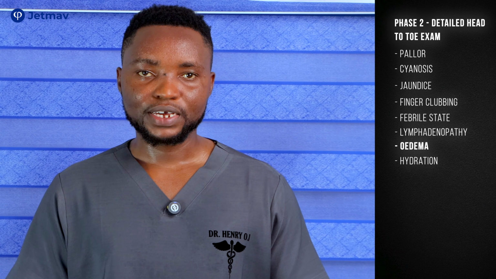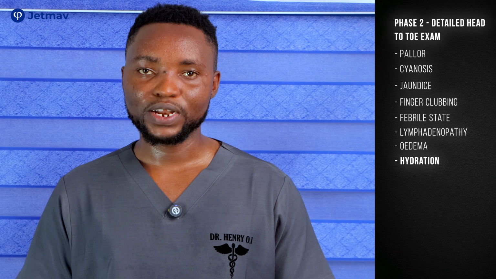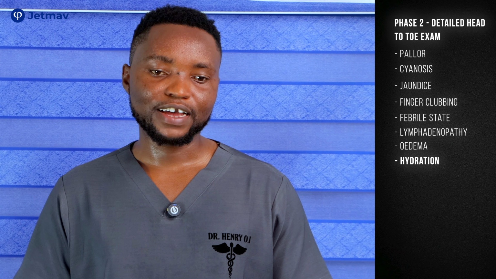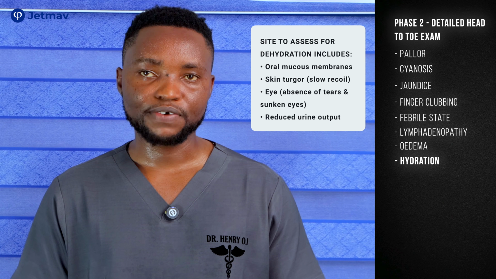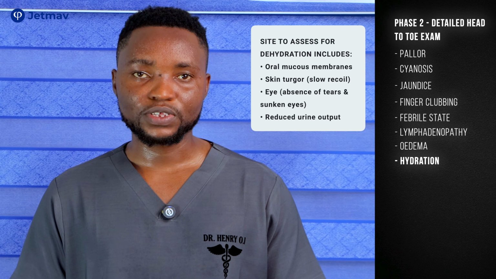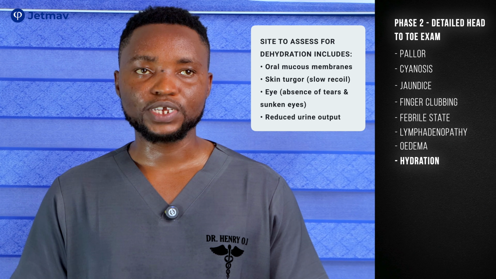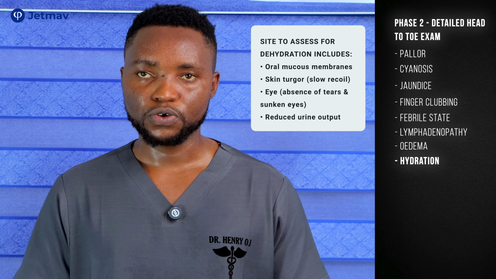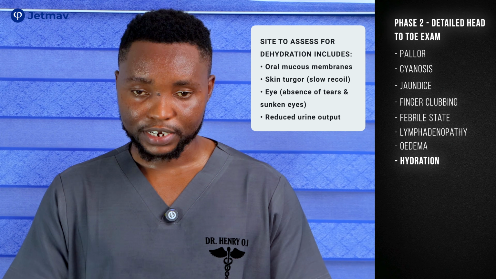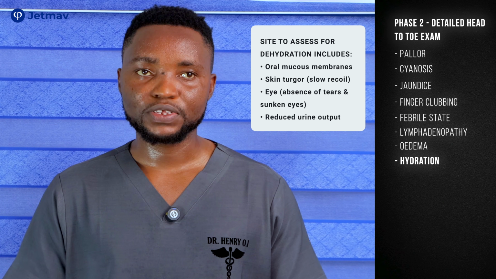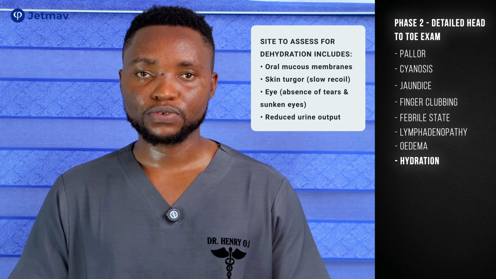Another feature of systemic involvement is hydration status. This is where we assess if the patient is well hydrated or not. One of the areas where we can check for hydration status is the oral mucosa. You check the oral mucosa to see if it is dry or not. If the patient is well hydrated, then the oral mucosa will not be dry. Another thing we can use is skin turgor, where you pinch the skin over the clavicle or at the back of the hand. If it recoils immediately, the hydration status is normal. But if the recoil is very slow, the hydration status is not normal.